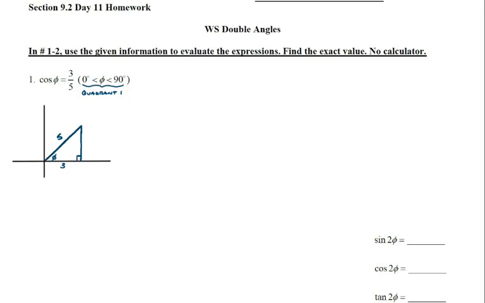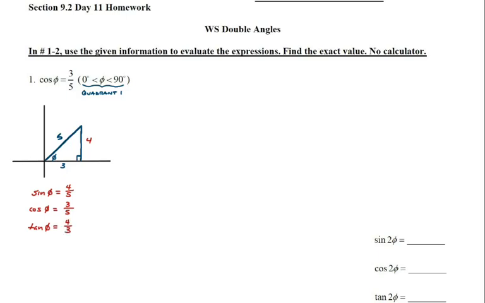And then to find the third side, you could use the Pythagorean theorem here, or if you know that a 3, 4, 5 triangle is a perfect Pythagorean triple, I can say that my third side of the triangle is 4. Now that I have all 3 sides of the triangle identified, I want to now find sine, cosine, and tangent of phi, because I'm going to use those when I evaluate with my double angles. So sine of phi would be 4/5, opposite over hypotenuse. Cosine of phi was given, which would be 3/5 in this triangle, and then tangent would be 4/3.